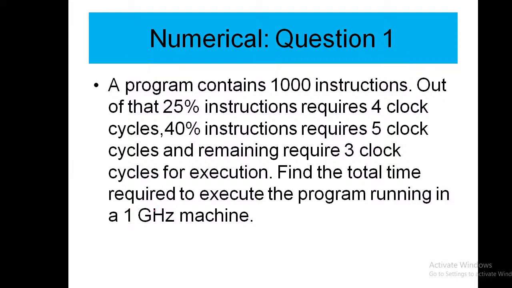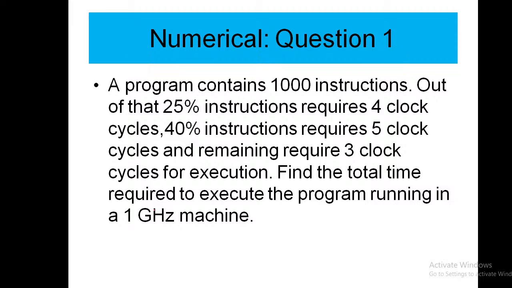The processor speed is 1 gigahertz, so f equals 1 gigahertz. In one second, 10 to the power 9 clock cycles are running. What is the total time required to execute this program? In this particular program, 1000 instructions are there, so you have to find the total number of clock cycles.